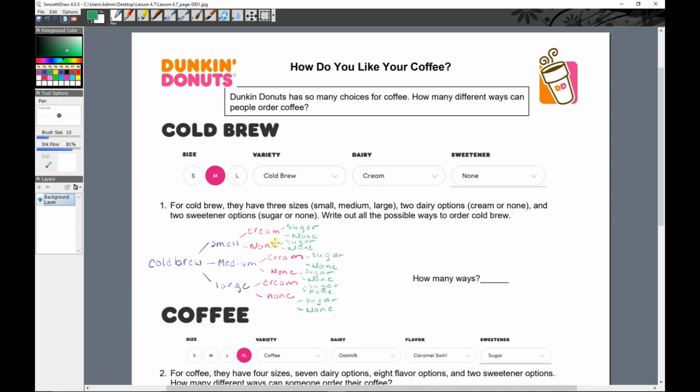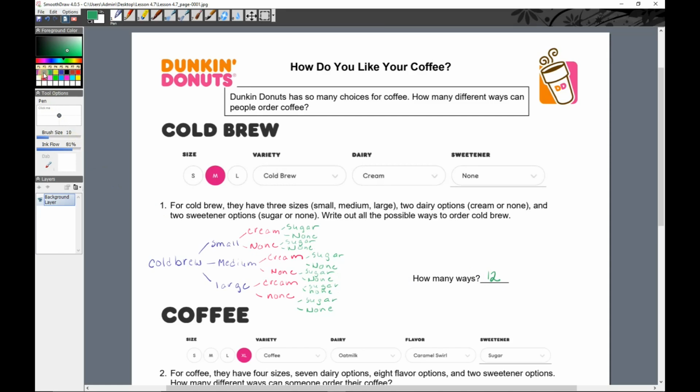And off of those, I went to the next thing, which were dairy options. So cream or none, cream or none, cream or none. And then finally, off of those options, I had the 2 sweetener options, sugar or none. So sugar, none, sugar, none, sugar, none, all the way down. And when you're done, you have 1, 2, 3, 4, 5, 6, 7, 8, 9, 10, 11, 12. So how many ways can you order this? That would be 12 ways.